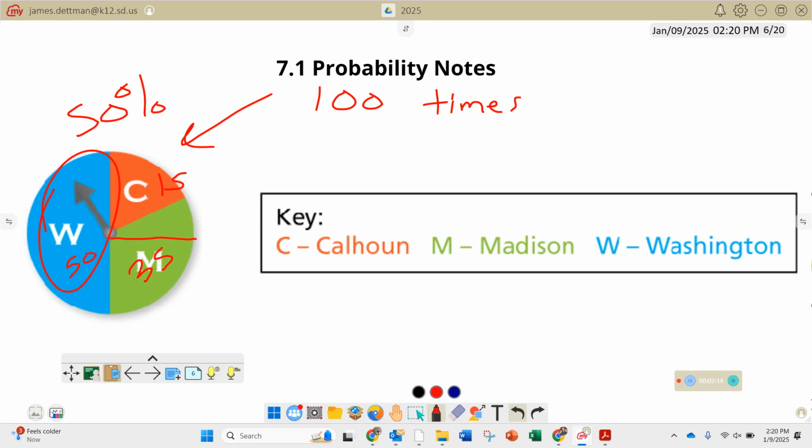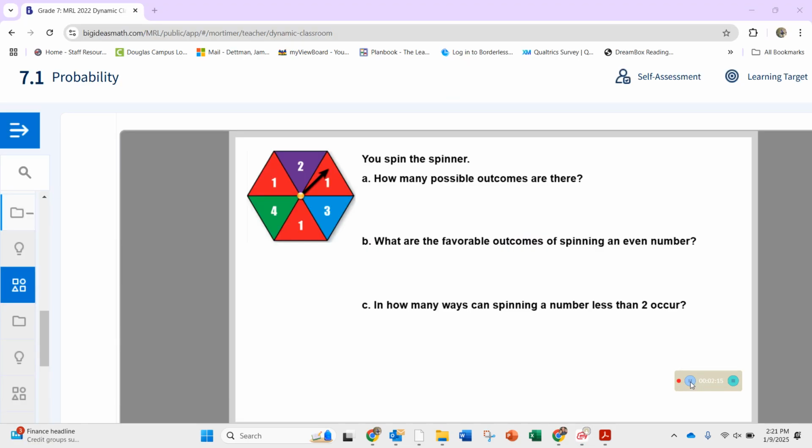Here we go for some more. All right, so let's take a look at the next one. So here we have a spinner. You spin this spinner. How many possible outcomes are there? How many things are there? 1, 2, 3, 4, 5, 6 different things that they can land on, right? So how many possible outcomes are there?